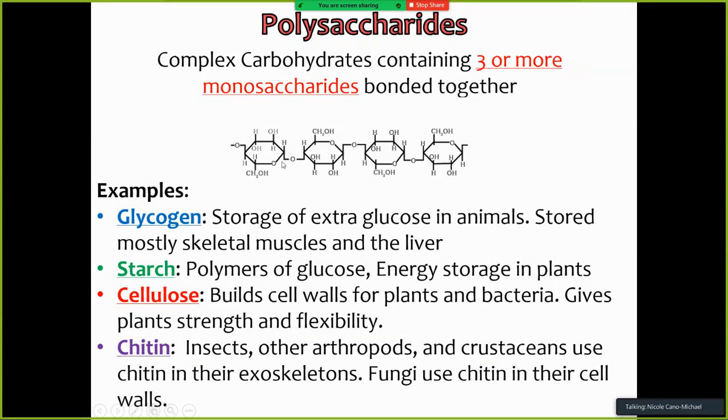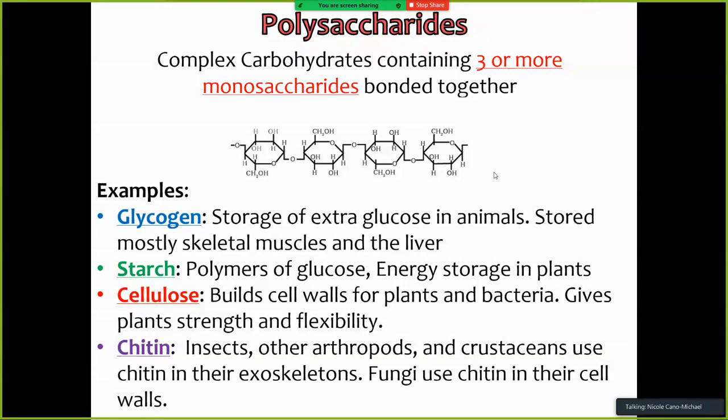Here we see a polysaccharide. I have one, two, three, four rings of sugar, and they're all chemically bonded together. Again, when you bond things chemically, when you have a covalent bond in this case, it changes the physical and the chemical properties of these substances.